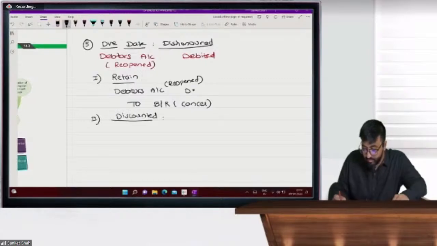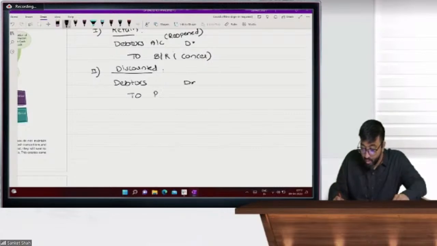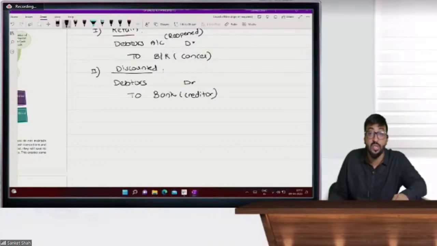Discounted. What is the entry for discounted, beta? Debtors account again debited. Now you have to pay to bank. Bank will come to you and say, please pay my money. So now this amount is payable to bank. So bank is credited.